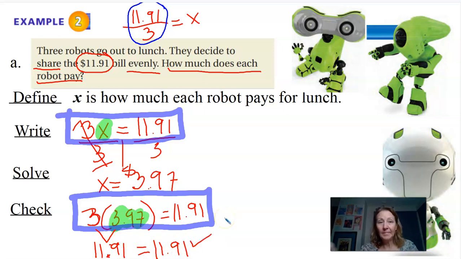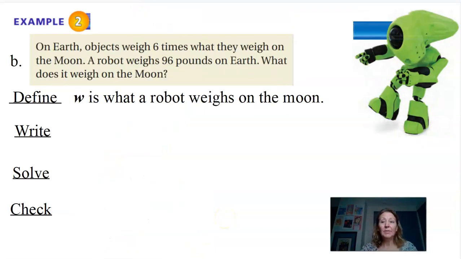Check. Okay, next. Here's another robot. This one says, on Earth, objects weigh 6 times what they weigh on the moon, and a robot weighs 96 pounds on Earth. What does it weigh on the moon? So I went back to my question and underlined, what does the robot weigh on the moon? I used W for weight, and I put under my definition that W is what a robot weighs on the moon. And then I'm going to circle the important information and go back and see if I can make sense of it.